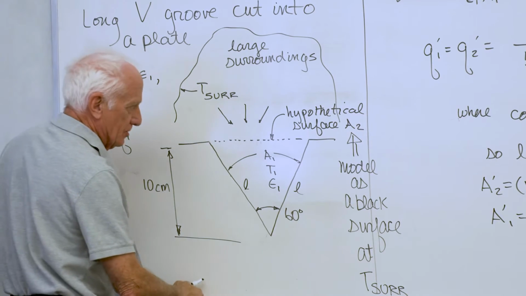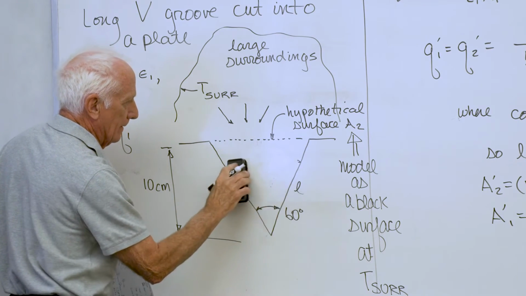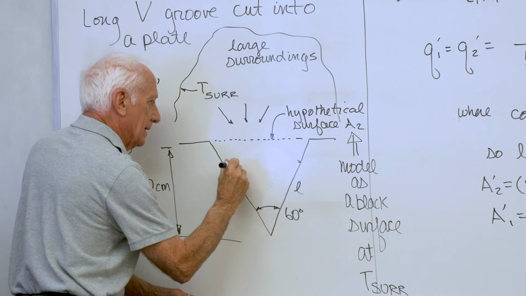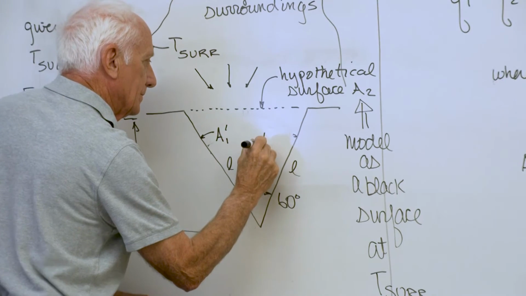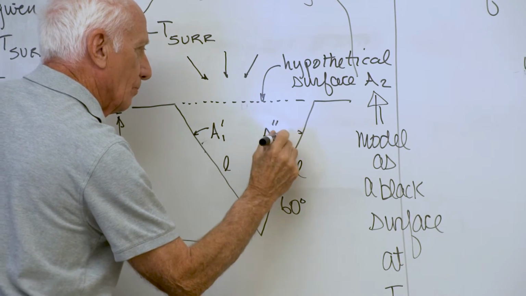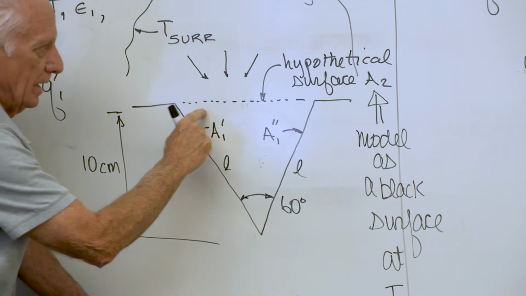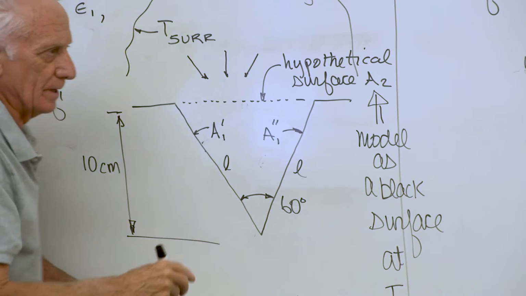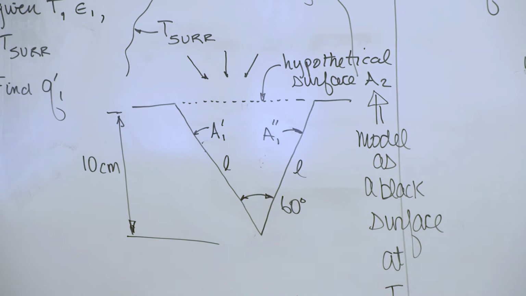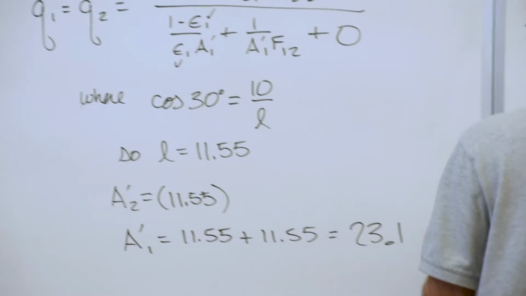I'm going to change this picture a bit now. I'm going to call this side A1 prime. I'm going to call this side A1 double prime. Now I've got three surfaces: A2, A1 prime, A1 double prime. Here's what I write.